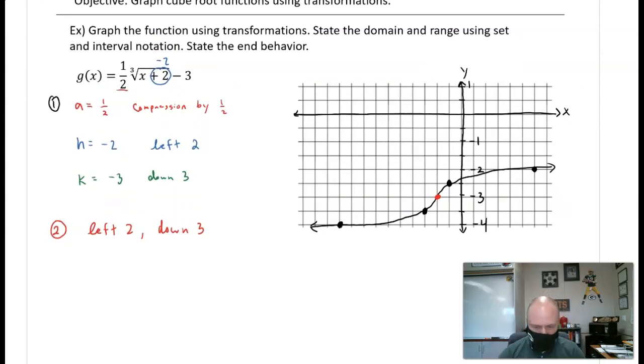My instructions up here say state the domain and the range using set and interval notation. We already did that lesson in state the end behavior. Domain and range for cube root functions. Do you guys remember what it is? Yeah, all real values. Negative infinity to positive infinity. Just a refresher there.